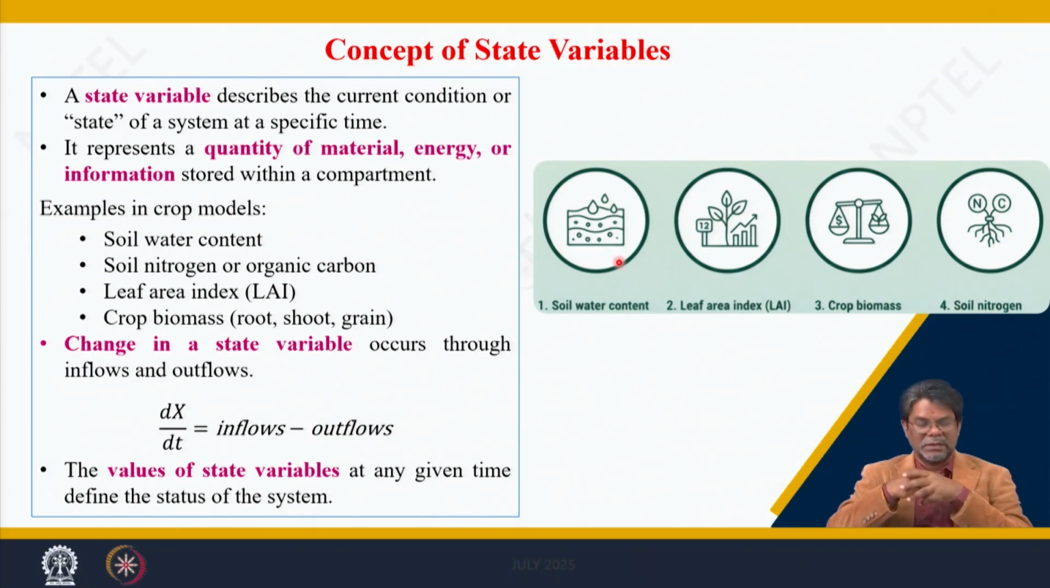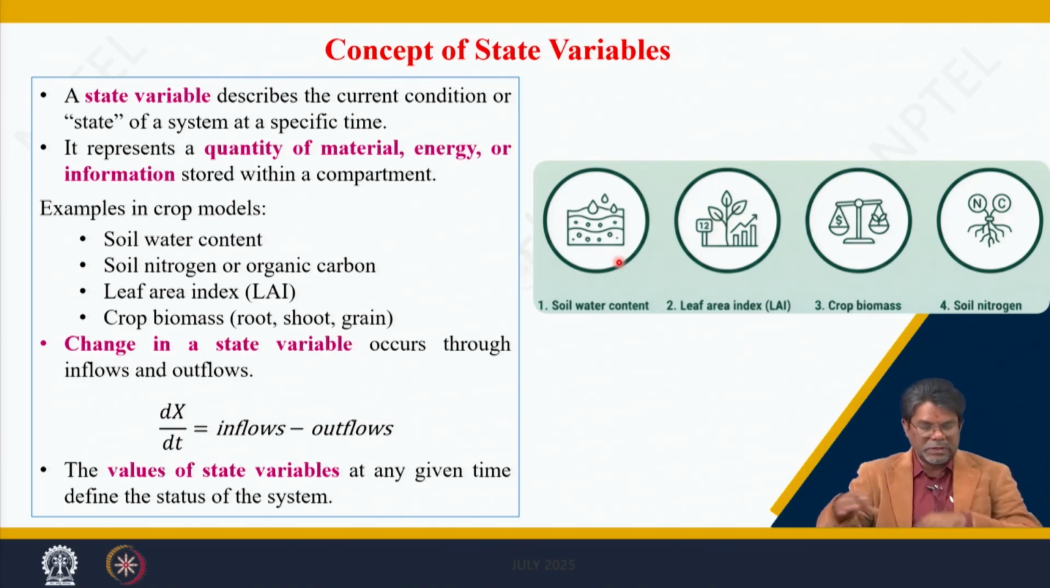Of course, leaf area index is already known to you. It increases with crop growth, reaches the peak value at the peak vegetative stage, and then declines towards maturity. Similarly, crop biomass, root weight and shoot weight go on increasing. Crop biomass is not constant; after maturity there is a loss if you do not harvest at the right time, but biomass otherwise goes on increasing and changes over time.